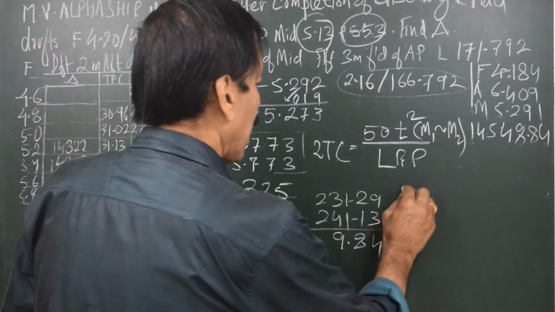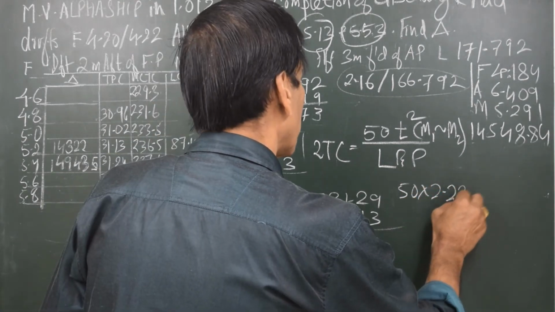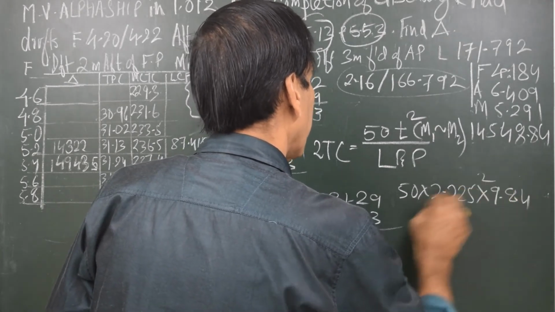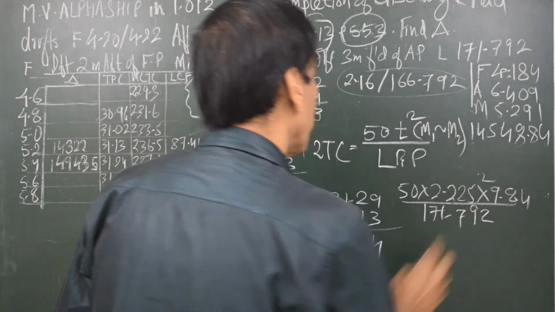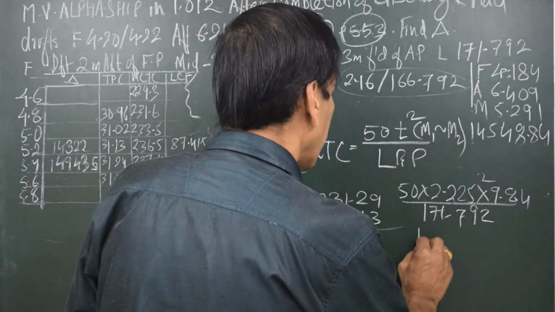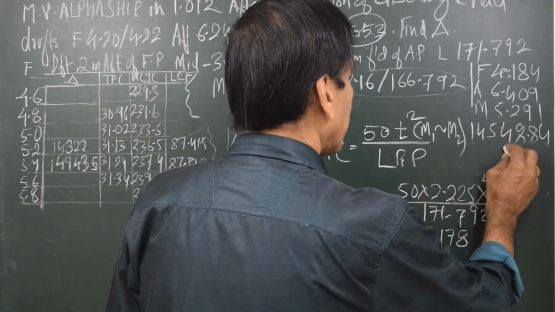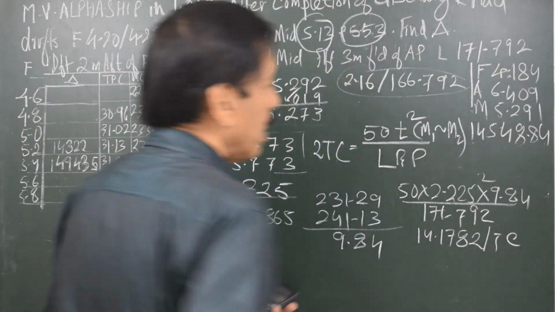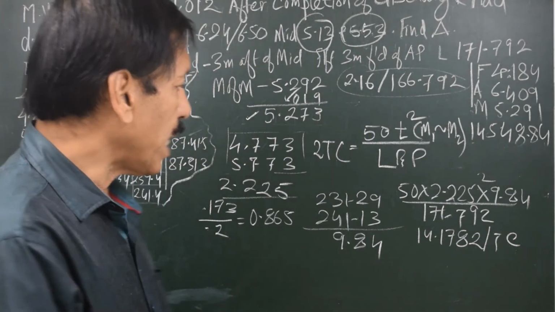So I'll put the values in the formula: 50 into 2.225 squared into 9.84, divided by 171.792, gives me 14.178. So 14.178 is the second trim correction. Right? So we have reached the second trim correction.